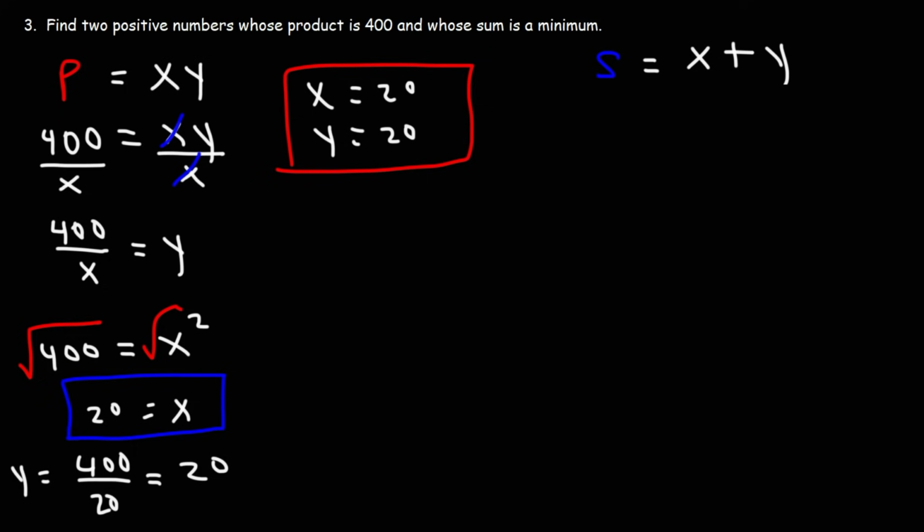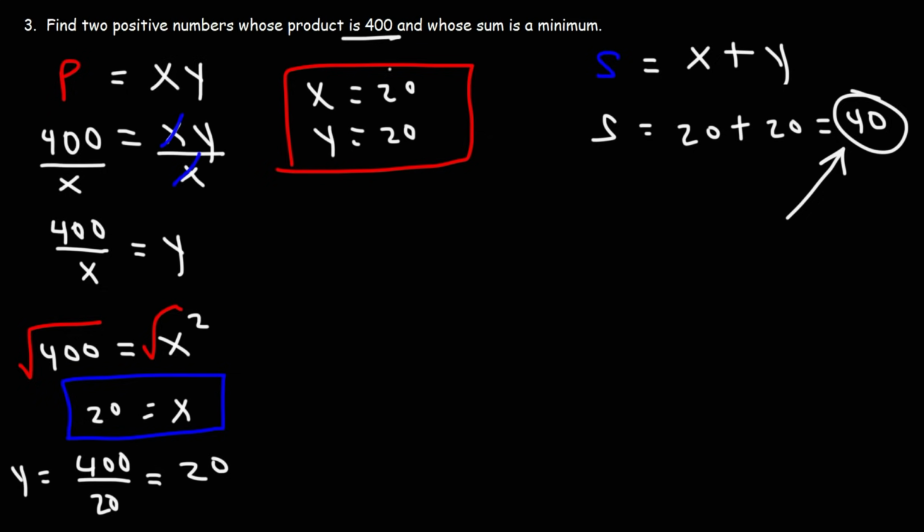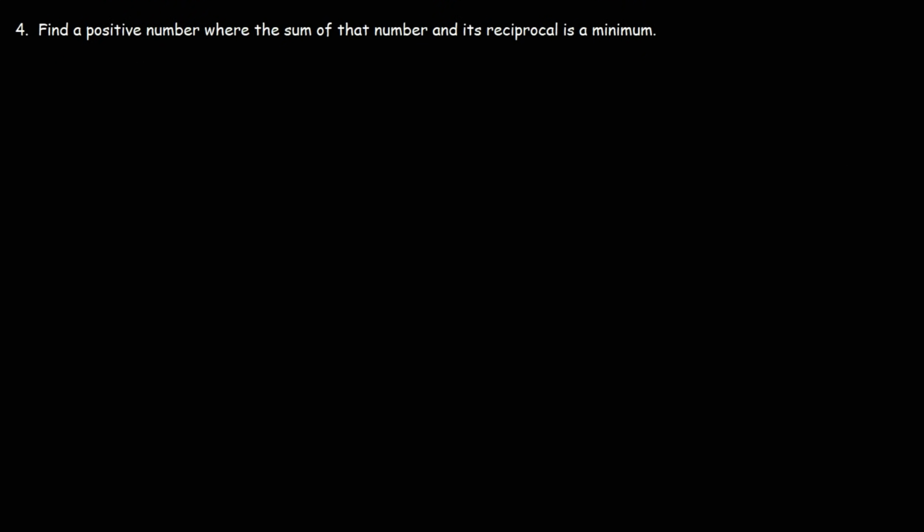Now the last thing we could do, which is optional, we don't have to, but we can calculate the sum. The minimum sum is going to be 20 plus 20, which is 40. And you can confirm this with a table, kind of like what we did before. But you'll find that the minimum sum, the lowest sum that we can get with two numbers that multiply to 400, is 40. Number 4. Find a positive number where the sum of that number and its reciprocal is a minimum.